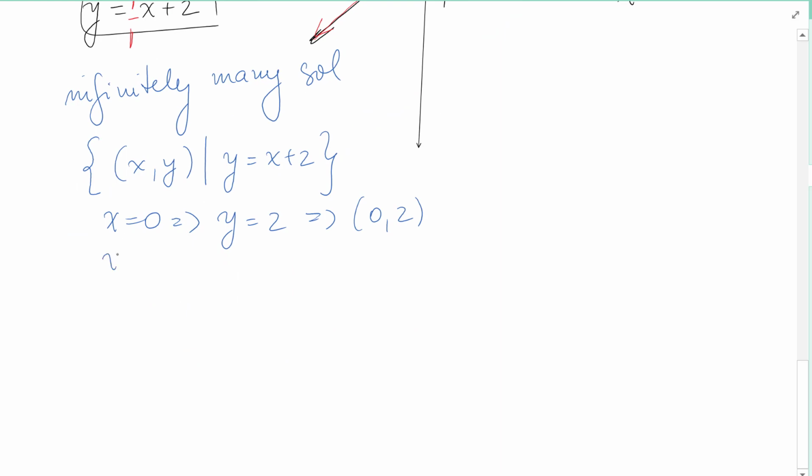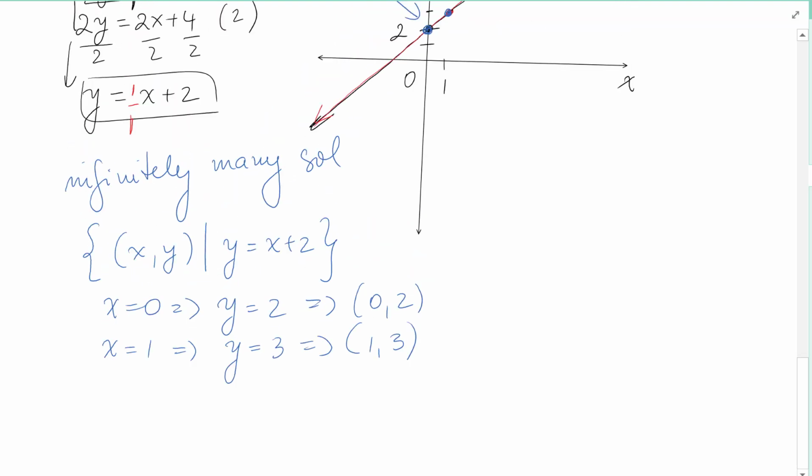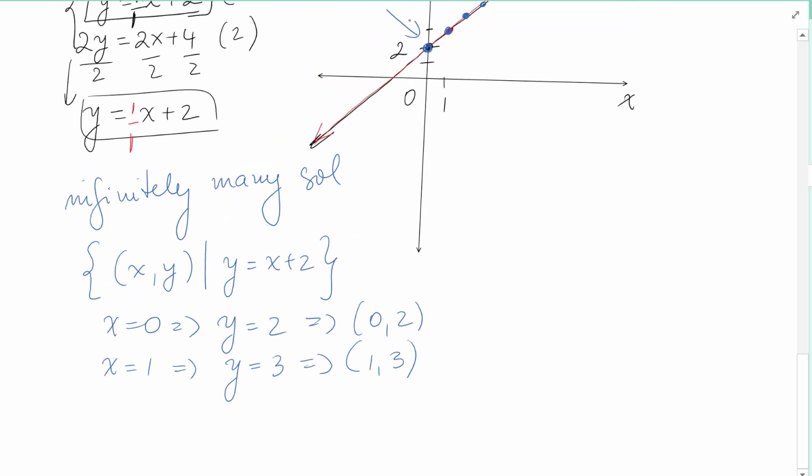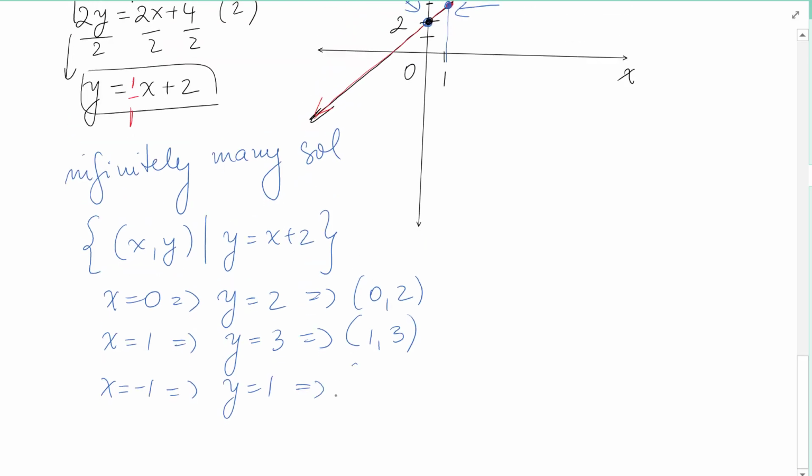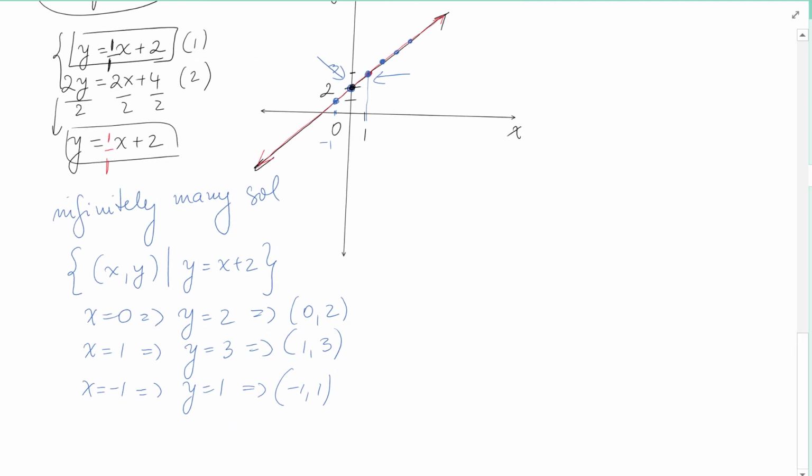But I can also pick x equals 1. So that means that y equals 3. So the pair 1, 3, it's also a solution. This is the point. That's a solution as well. If I choose x equals negative 1, y equals 1. So basically the pair negative 1, 1, it's a solution. So negative 1, 1, it's also on both graphs.